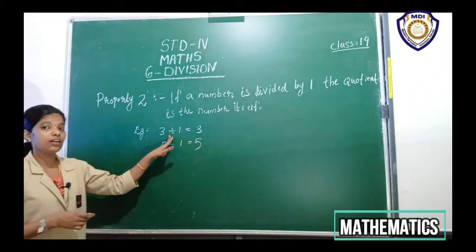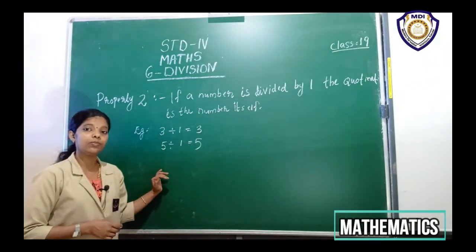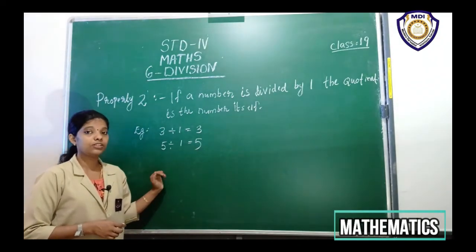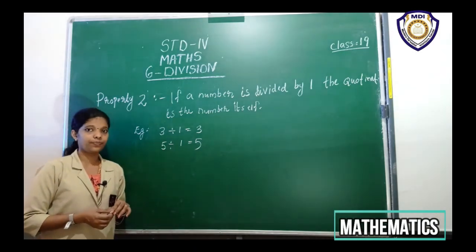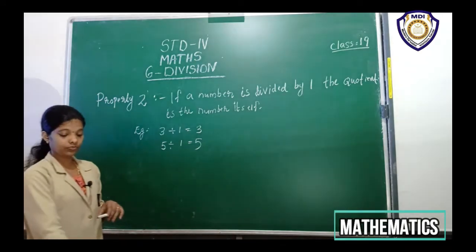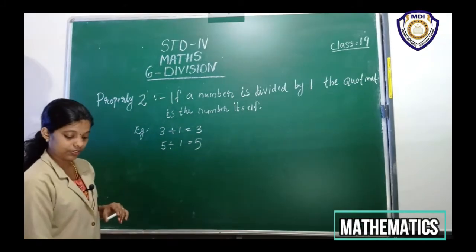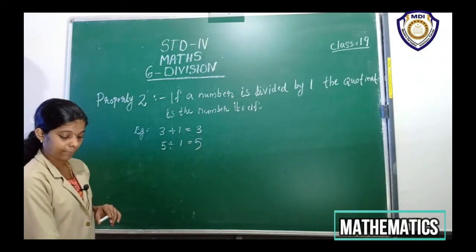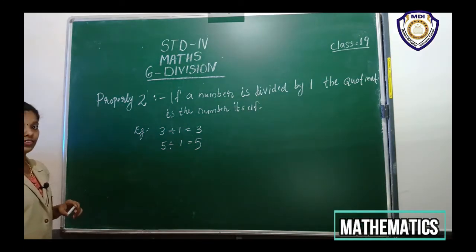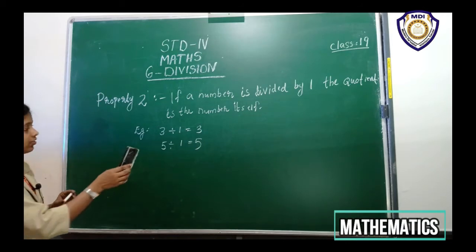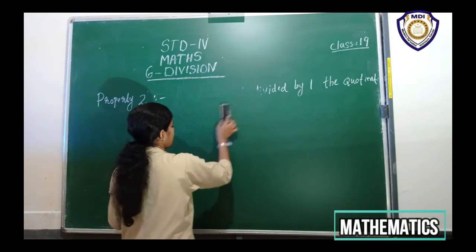Okay, here 3 divided by 1, we get the answer 3. 4 divided by 1 we get the answer 4. Here 5 divided by 1 we get the answer 5. 100 divided by 1 we get the answer 100. Okay, write it. Only the example. Okay, then next one. Did you finish? Okay, next one, property 3.